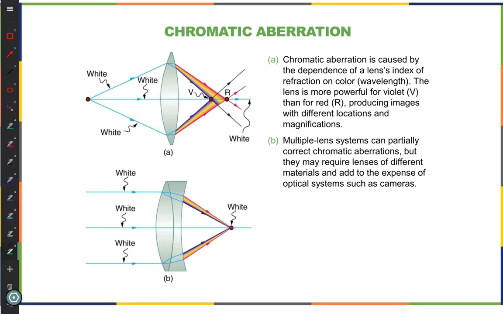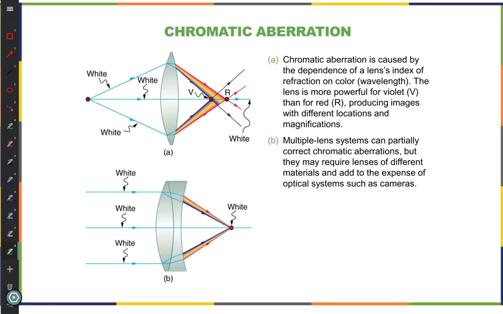You have to make two lenses out of two different types of glass. Different types of glass will have a different change in the speed of light going from red to blue. And so you make one lens out of one type and another lens out of another type. You do some pretty careful calculations. And you can make it so two different colors will focus the same place if you have two lenses.